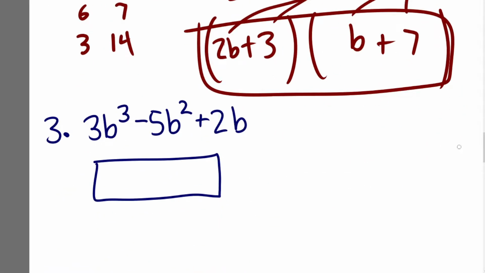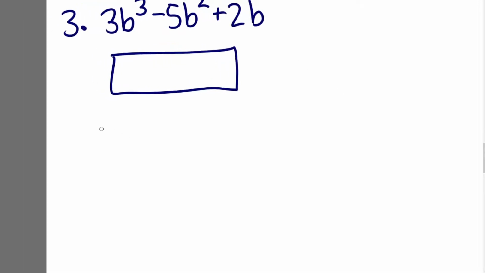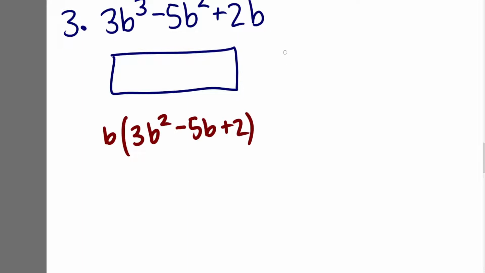Now we have 3b cubed minus 5b squared plus 2b. Now we want to look for a greatest common factor. And it looks like they all have b's, so we can divide by b, but there are no other constants. So we'll take out a b. That leaves us with 3b squared minus 5b plus 2. And so we found our GCF.